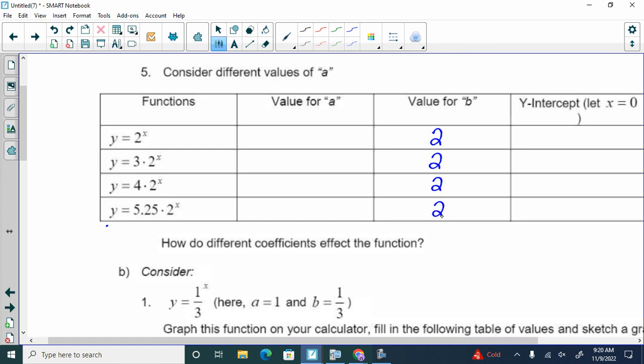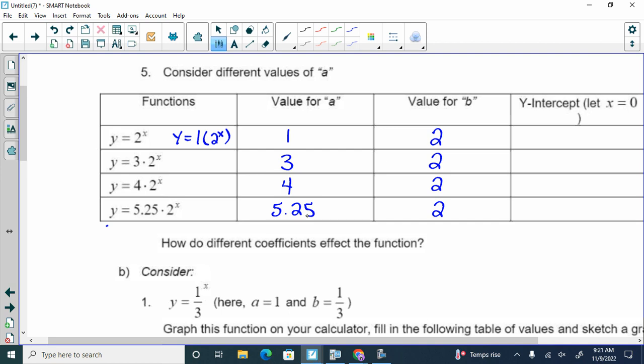Okay, so the value of b is 2, which means all these graphs are doing what? Yeah, they're doubling and they're increasing, every single one of them. The only difference is the a value has changed. So the a value on the first one is 1. On the second one, it's 3. On the third one, it's 4. On the fourth one, it's 5.25.